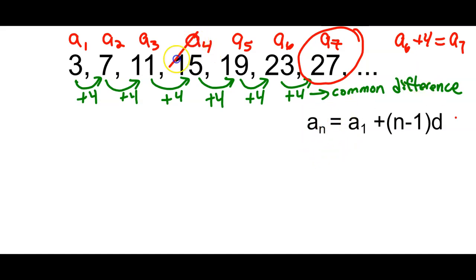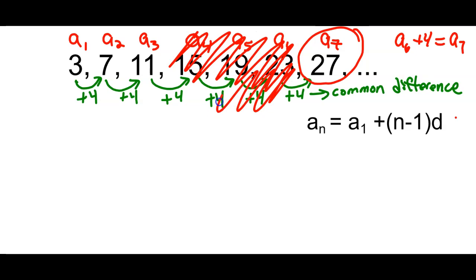So let's pretend we didn't know any of this right here, and I just knew the sequence as this, 3, 7, 11. Those are the first 3 terms, and I said find the 7th term. So without knowing the 6th term is 23, how do we do that? We use this formula right here.